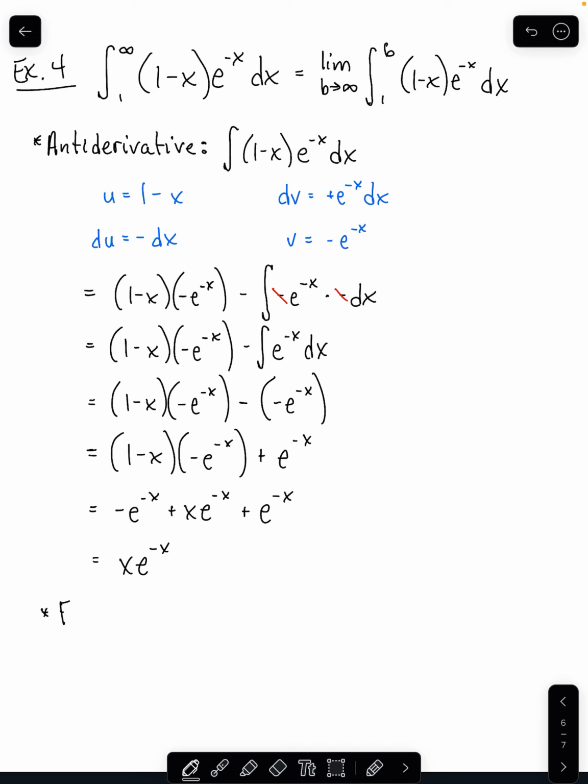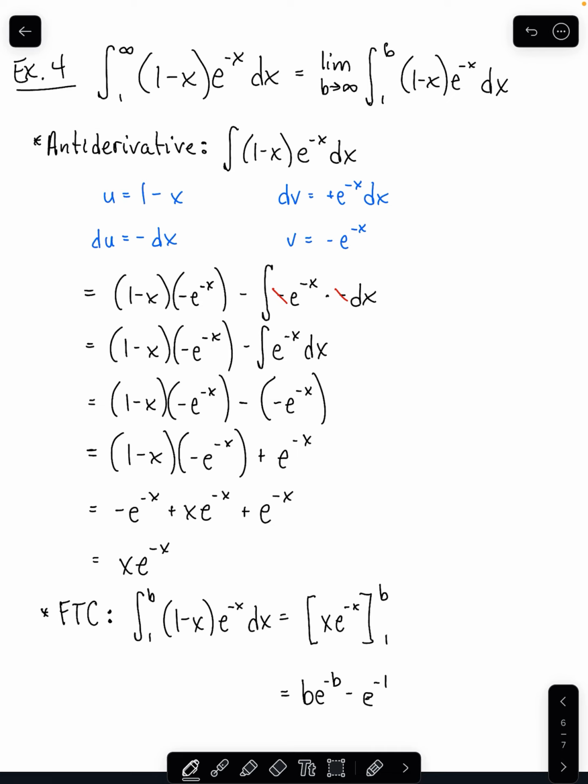We can now proceed to the fundamental theorem of calculus, where the integral from 1 to b of 1 minus x times e to the negative x dx is going to be equal to our antiderivative, xe to the negative x, evaluated at b, minus the antiderivative evaluated at 1, which will give us b e to the negative b minus 1 times e to the negative first, where it is not actually necessary to write the x equals 1 there.